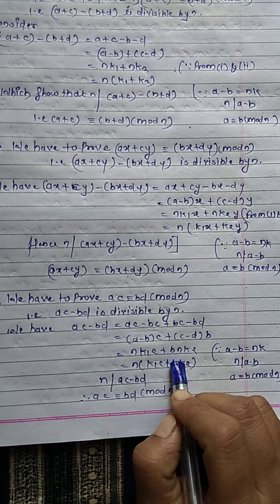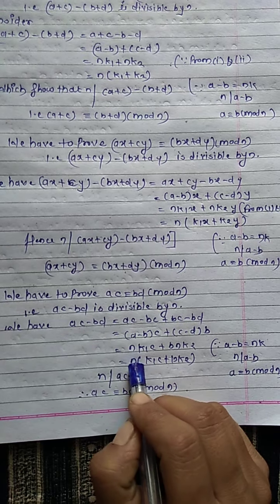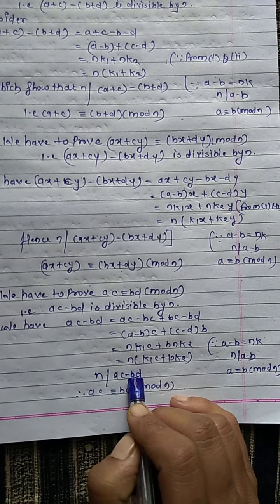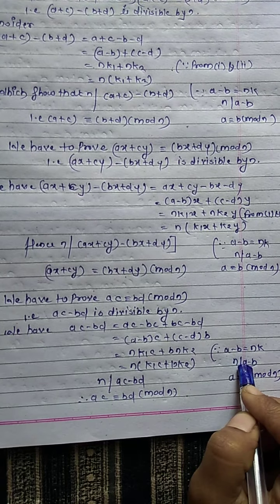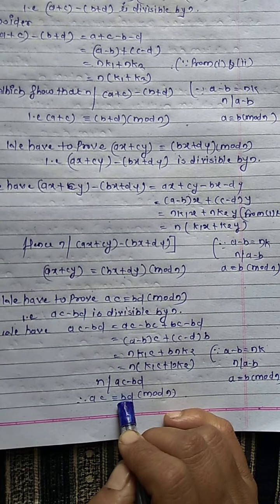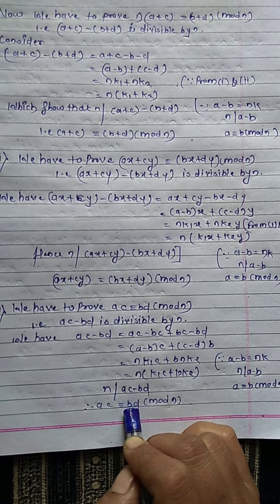So by the definition of congruence, n divides ac minus bd, which means ac is congruent to bd modulo n. Thank you.